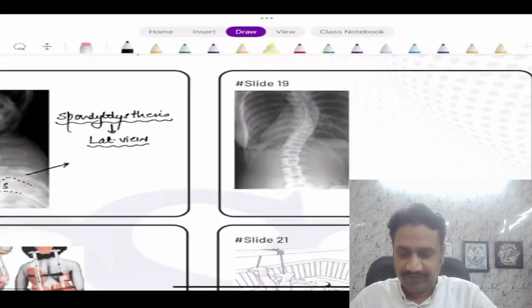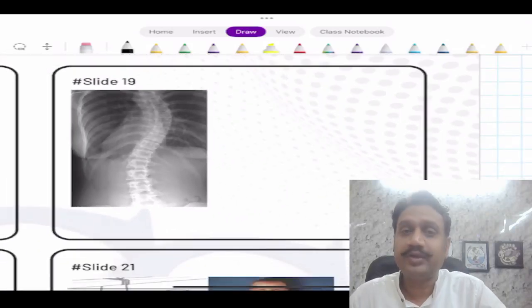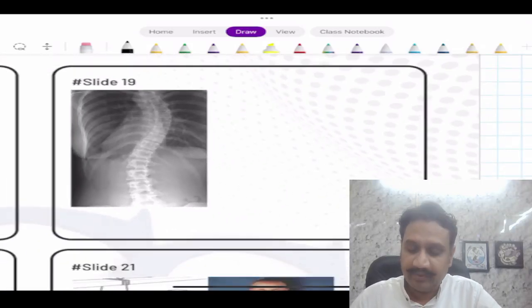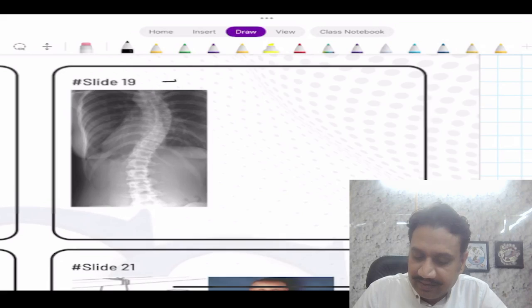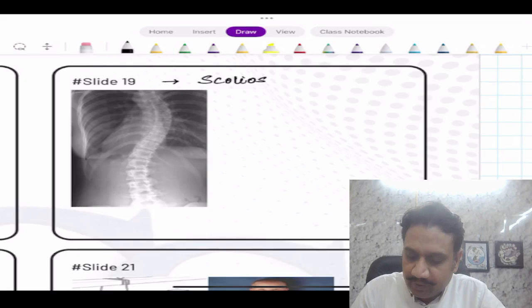Yeah, so we are here. Then we have this image, and I am sure each one of you can easily identify it. What is the problem here? This lateral deviation of the spine is called what? Scoliosis, right? What is scoliosis?